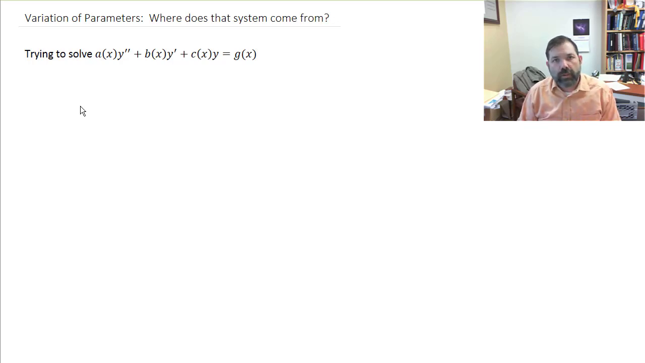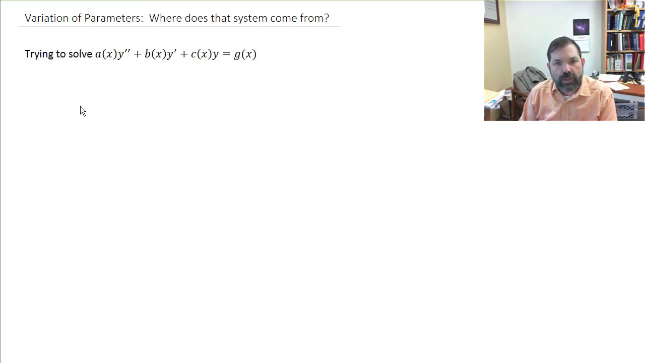I wanted to show where the system of equations comes from for the variation of parameters technique that we've seen in the section for non-homogeneous equations. Now, the good thing about variation of parameters is it works generally for linear equations. And we'll only look at second order equations, but it works generally for linear equations. The thing is we have to be a little careful with it.